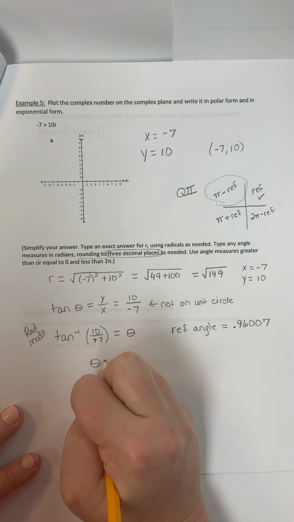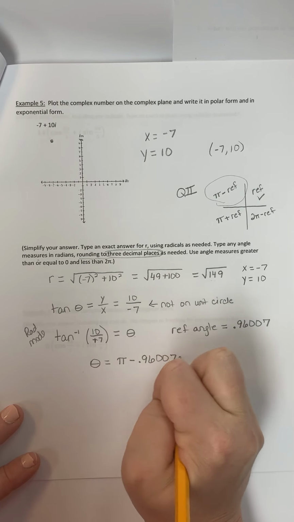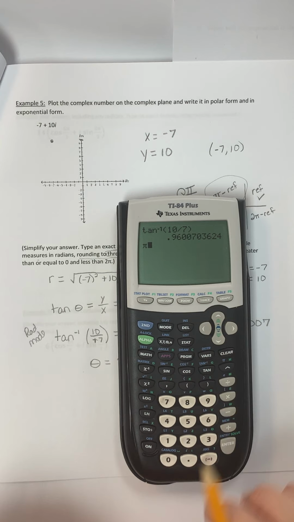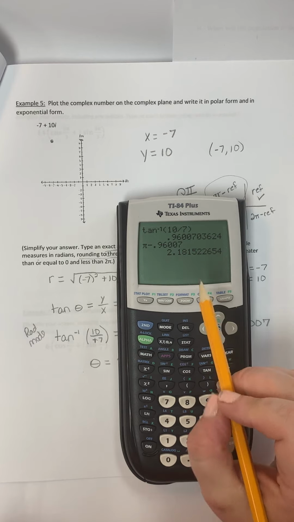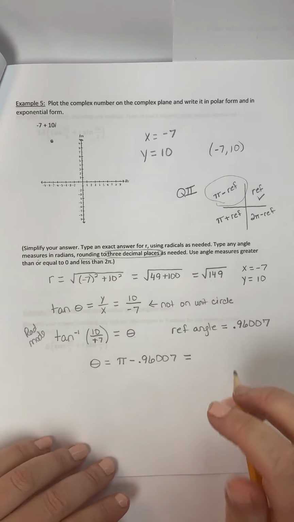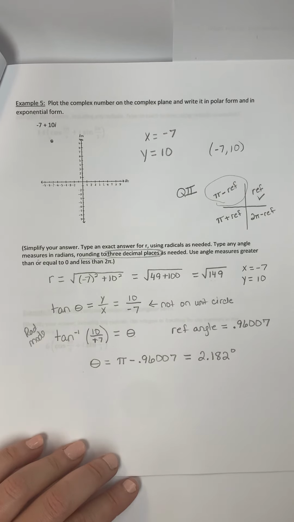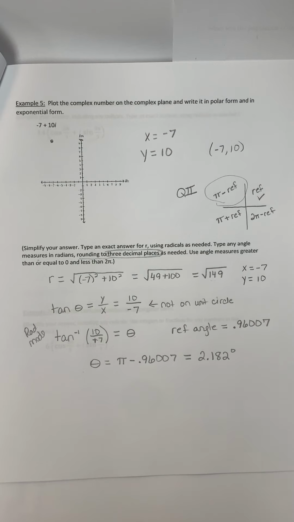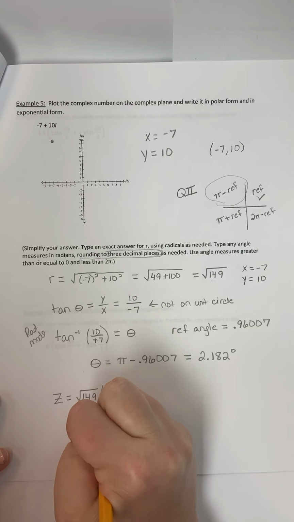So our theta is going to be pi minus 0.96007. Now we're going to round it to 3 decimal places. So I'm going to do pi minus 0.96007, and I'm going to round it. 2.182, actually, sorry. 2.182 degrees. That gives me 3 decimal places. This was a 1, but the 5 next to it moved it up. That is my theta. So your polar form is ugly, but it's correct.